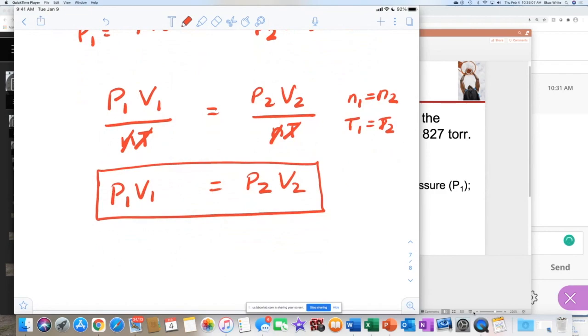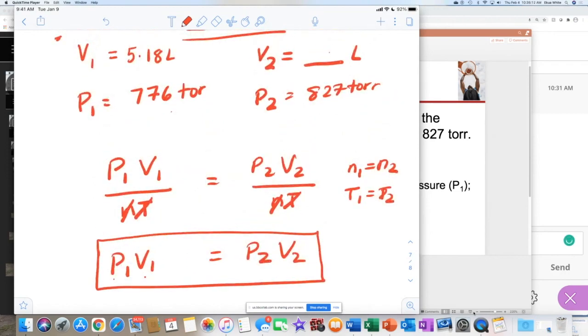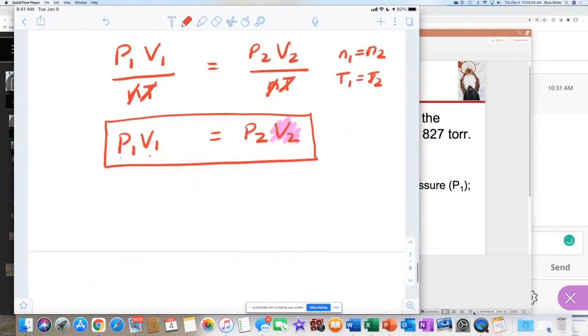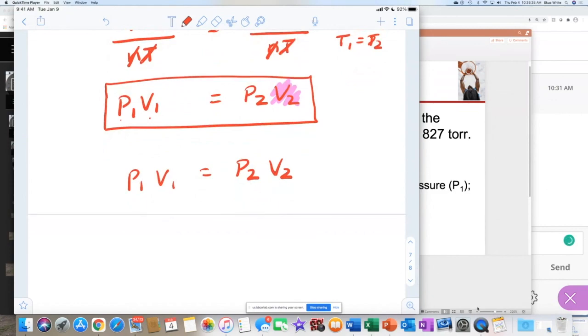This is what we're doing. We have P1, we have V1, right? We have this and this. We're trying to find V2. We're trying to solve for this one here, V2. So in the past, I've asked my students, how do you want to solve it? They told me in the past, rearrange first and then solve. I said, okay. So P1 V1 equal P2 V2. We're going to rearrange. We're trying to get V2 by itself.